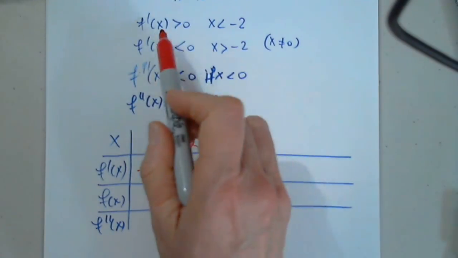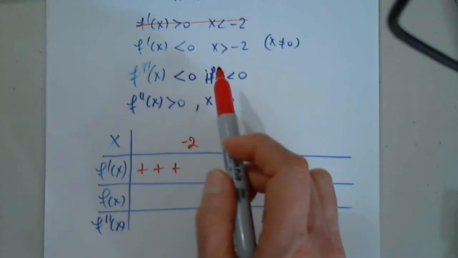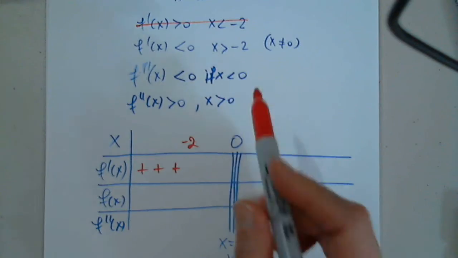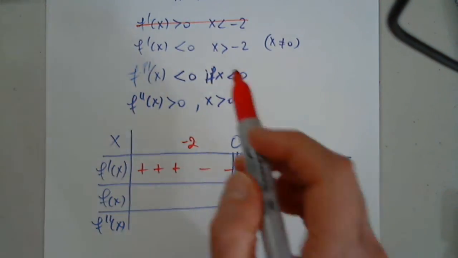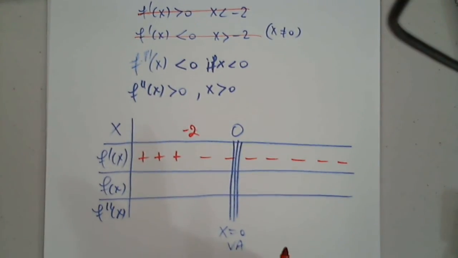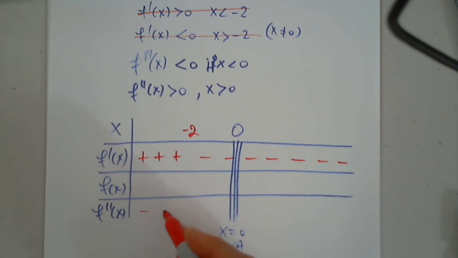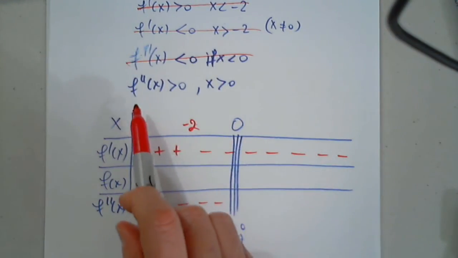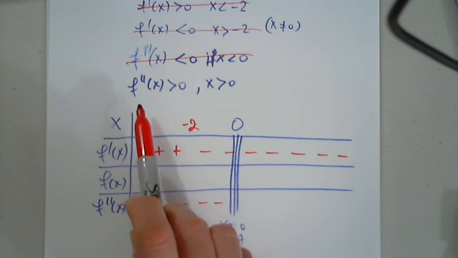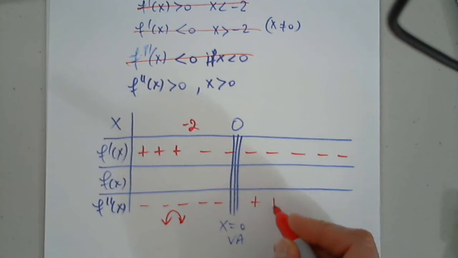Okay, so this was taken care of. This was taken care of. Negative for x greater than -2, this was taken care of. The second derivative is less than 0 for x less than 0. This is taken care of. You don't have to cross them out like that. You know what I mean. I'm making a point.